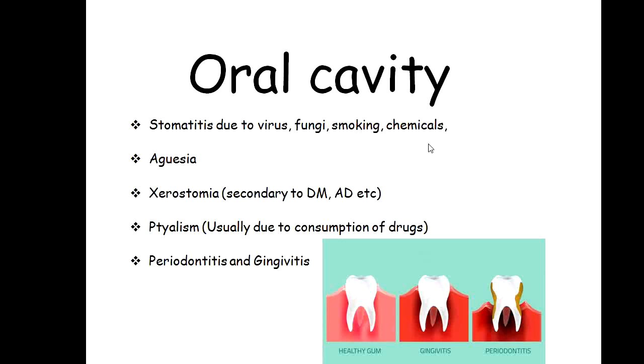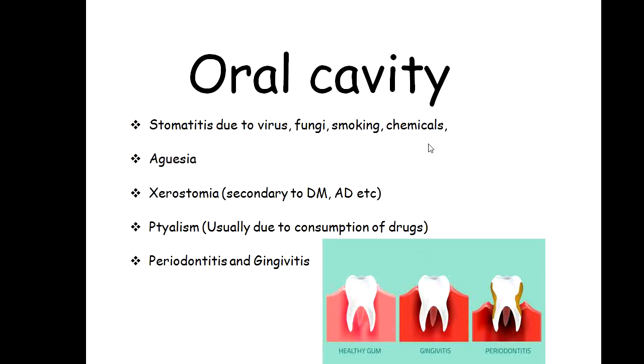The second one is ageusia. Ageusia is the loss of taste sensation of the tongue. Loss of taste sensation in the tongue, that is ageusia. The taste sensation can be lost due to viral infection, or maybe due to some anomaly in the taste buds of the tongue. That may be due to various chemicals, or that may be due to irritation of the taste buds of the tongue.